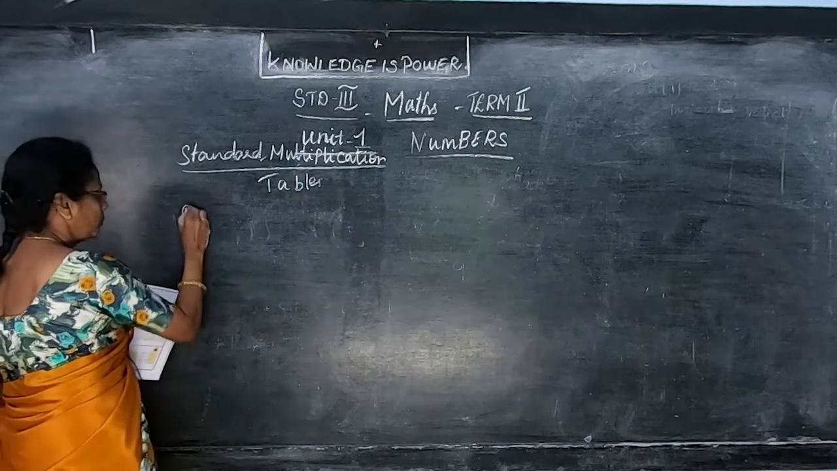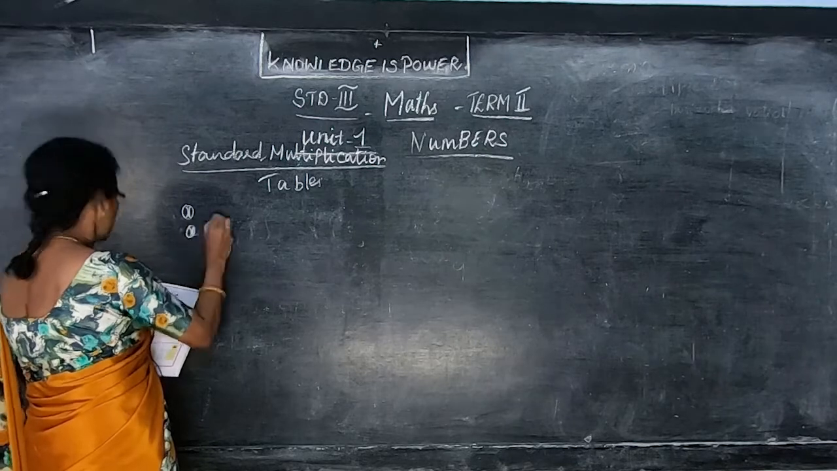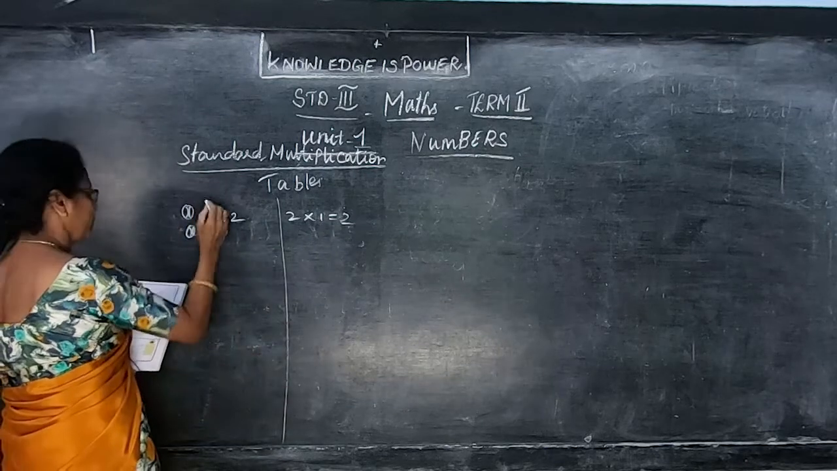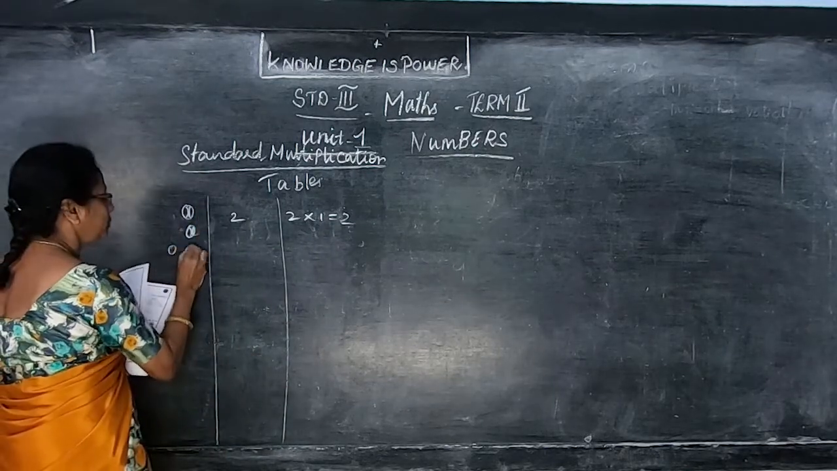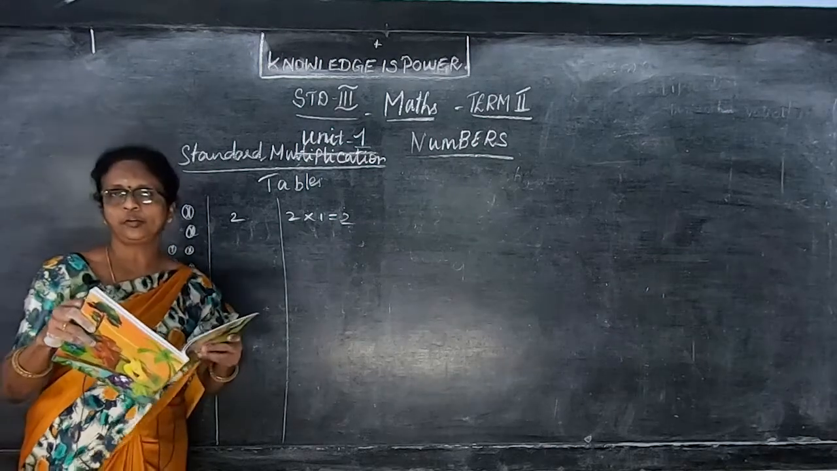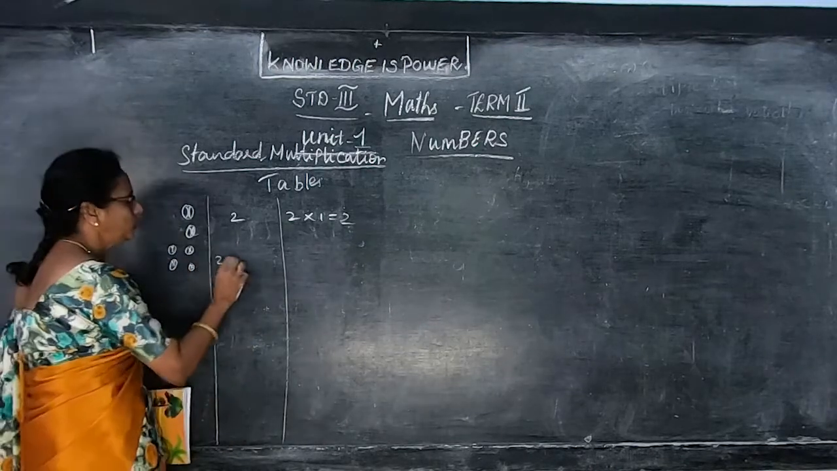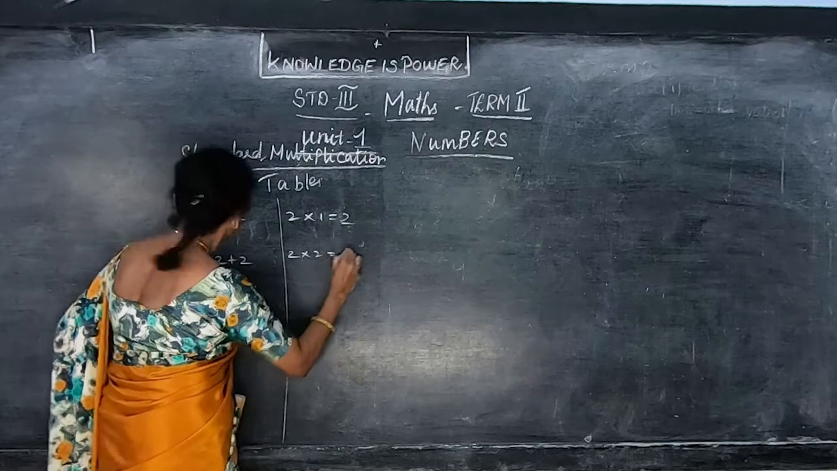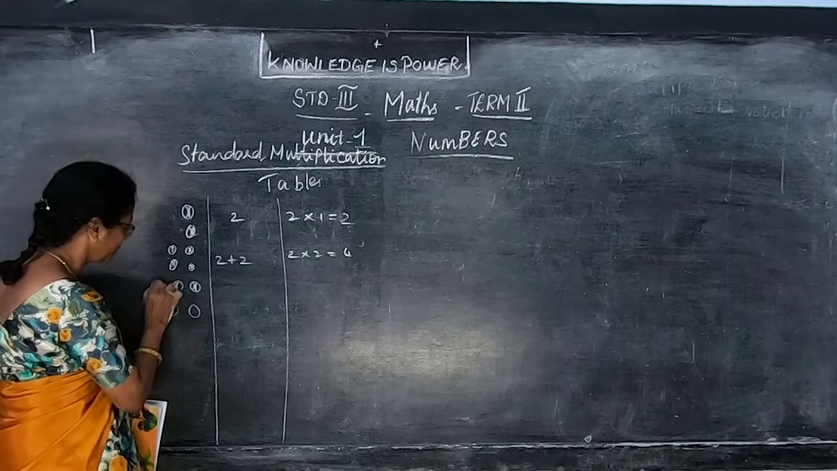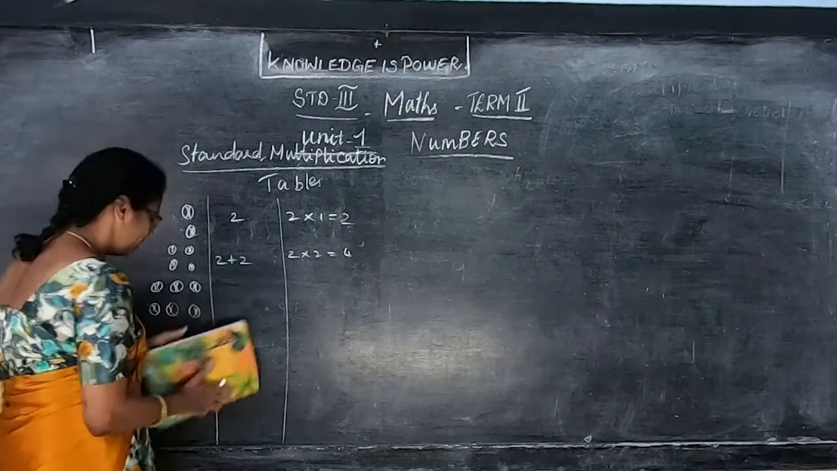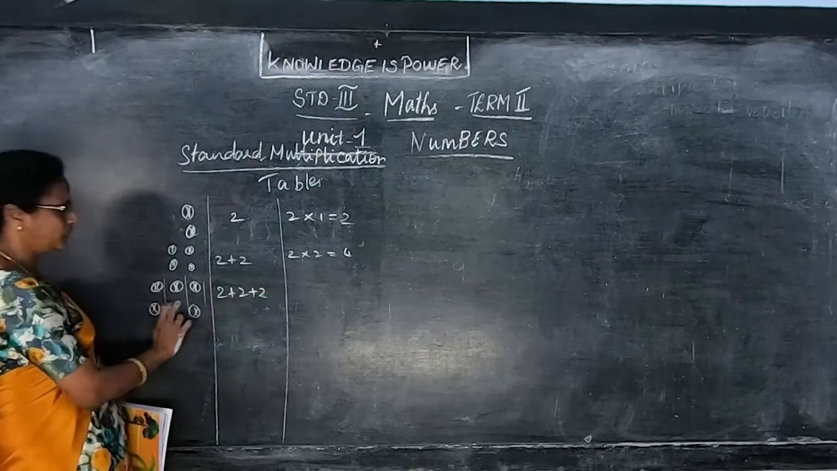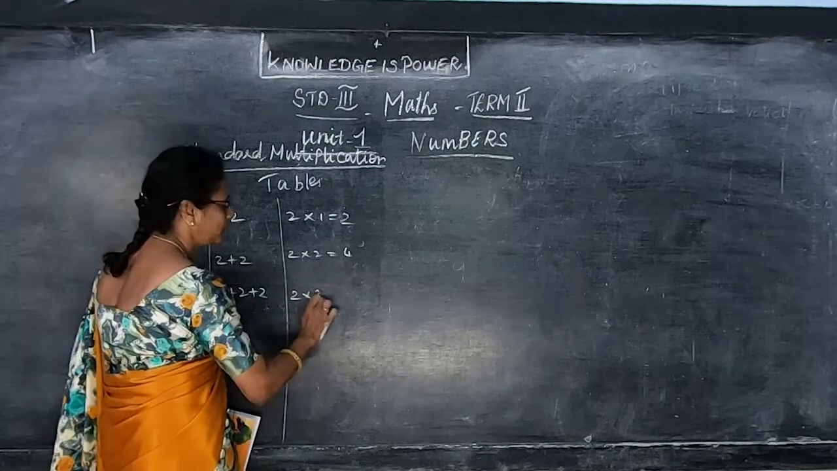So how to do the tables? Here 2 balls are here. How many balls? 2 balls. That is equal to 2. 2 ones are 2. This is the tables. Okay. Now how many balls here? 1, 2, 3 and 4. So that is equal to 4 balls. 2 plus 2, that is 2 2s are 4. So here 1, 2 and 3. How many is here? 3 is there. 2, 2, 2. 2 plus 2 plus 2. 2 is there 3 times. So that is equal to 2 3s are 6.